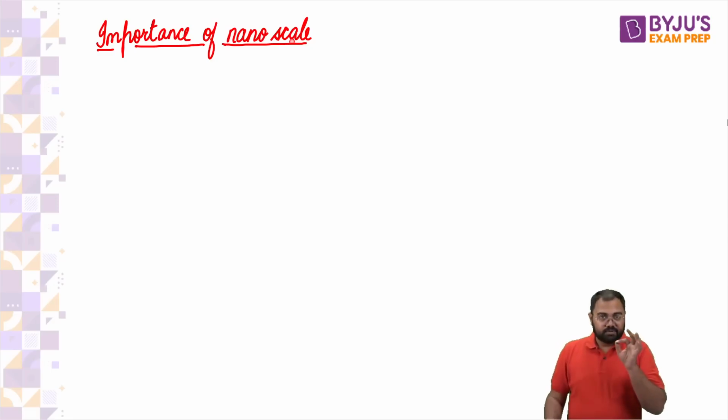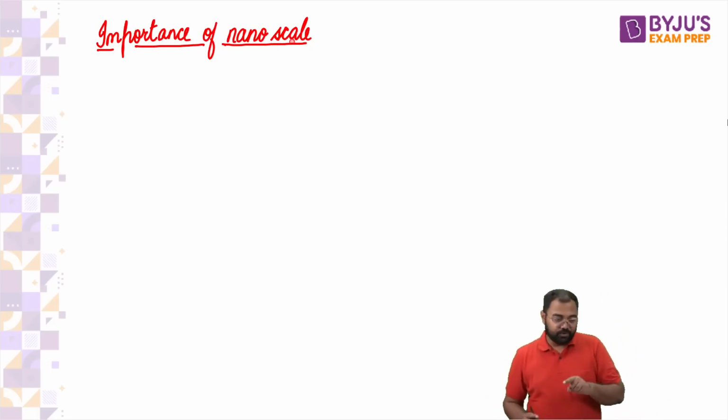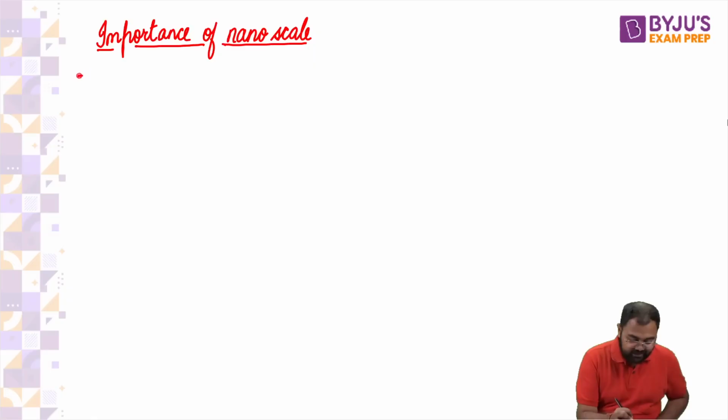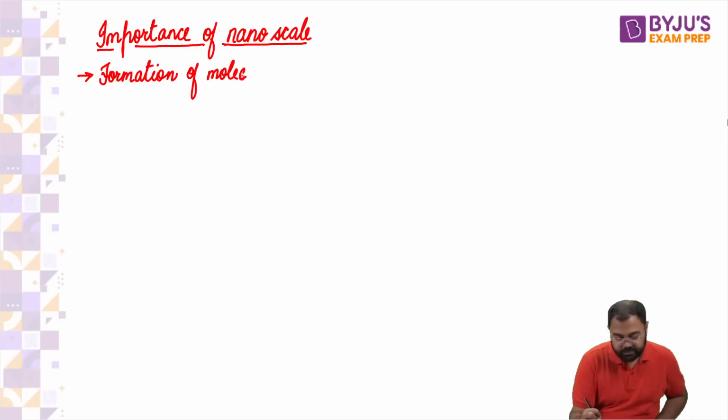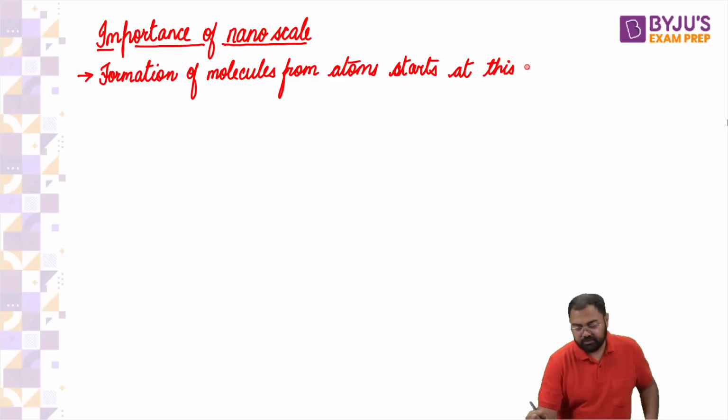Now, the formation of molecules starts happening at this scale. Formation of molecules from atoms starts at this scale. Now, why is that important?